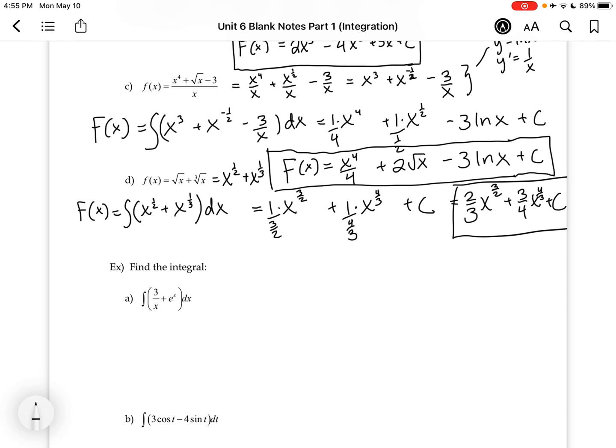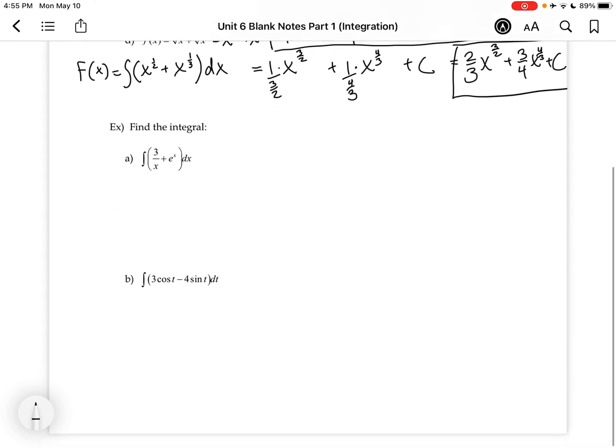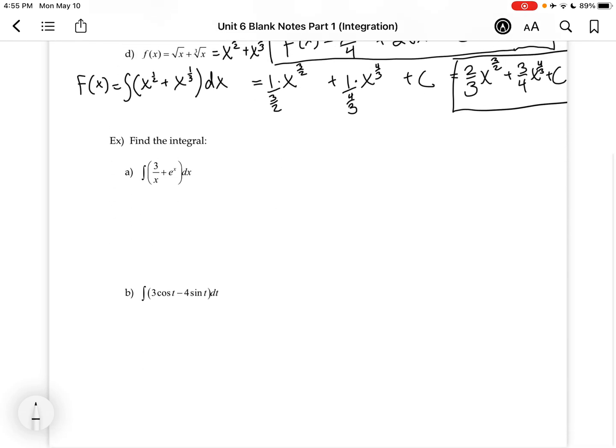All right. Let's look at another one. So here we've got the integral of 3 over x plus e to the x dx. So there we have something over x, right? When we have an exponent of -1 on x, or a 1 over x, or a number over x, you have to remember that bit about ln x.